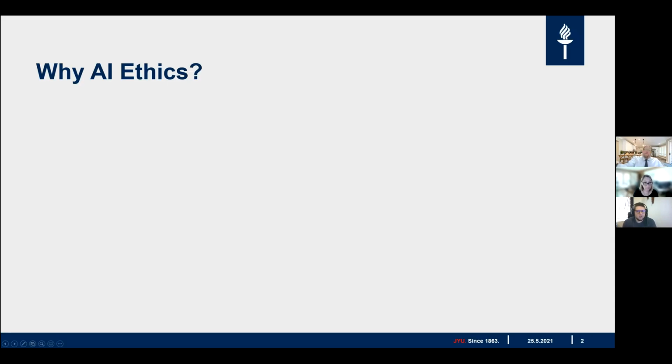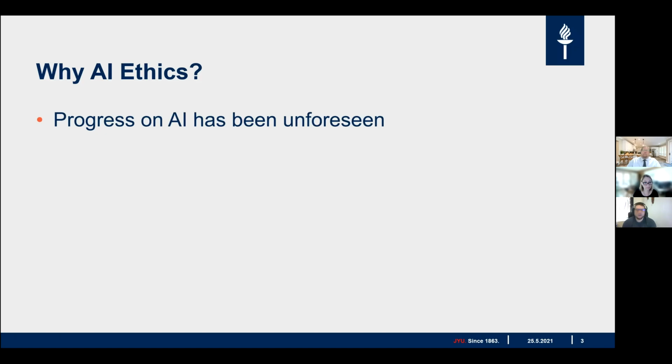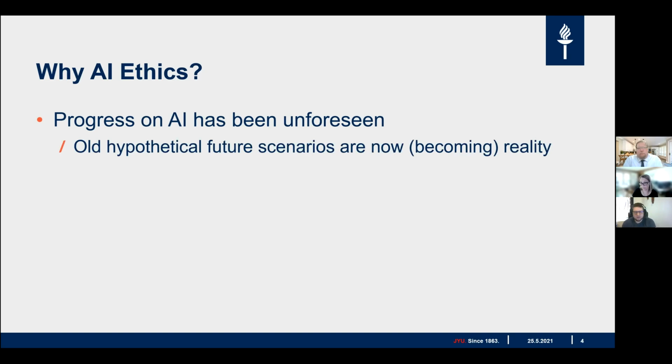So why AI ethics? The background is that progress on AI has been unforeseen. Some 30 years ago, we had experts supposing that it would take 100 years for an AI to beat the human at a game of Go. That happened in less than 30 years. Especially in the last 10 years, we have been breaking expectations on what AIs can do. Because of this quick pace of progress, old hypothetical future scenarios are now becoming reality. Scenarios that were hypothetical some mere 20 years ago are now practical issues out in the field.